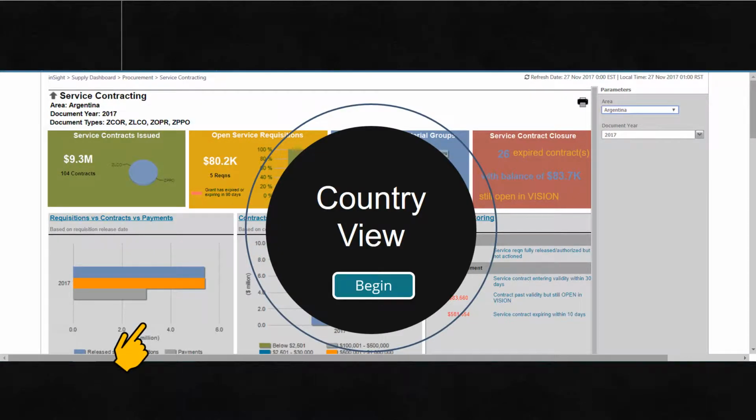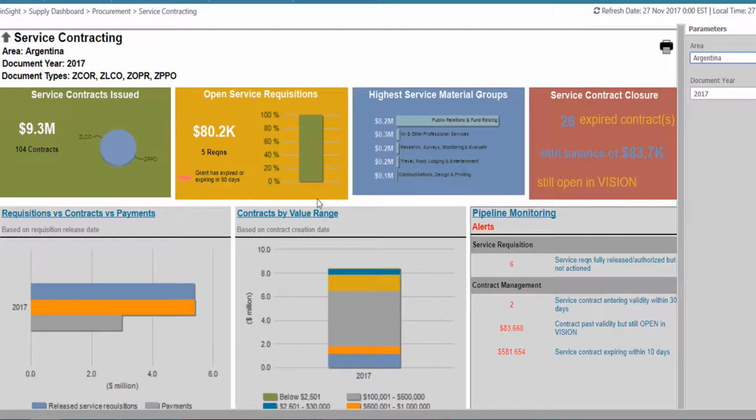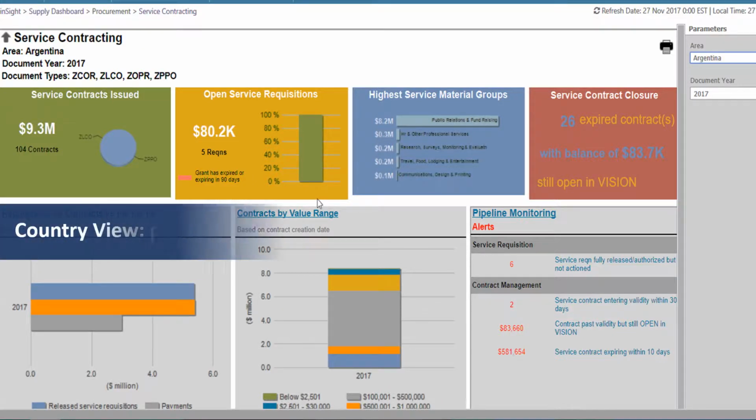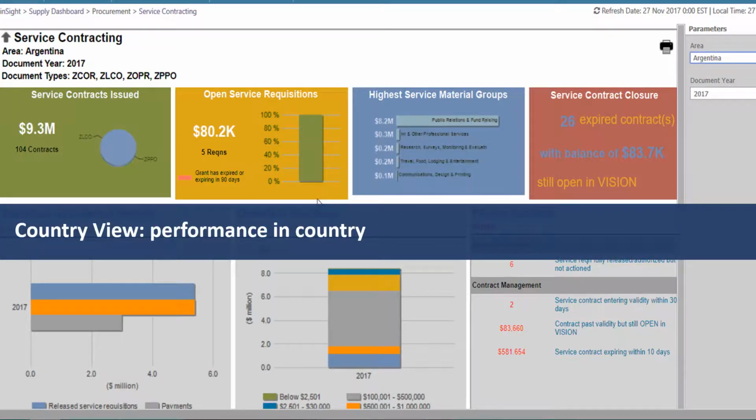The country view. As with other views, this view contains the 4 headers mentioned in previous videos. It shows how much the particular country office is spending on service contracts, the status of its open requisitions, the types of services being procured, and any funds left in service contracts after their validity ends. However, there are also more standard visualizations at this view.